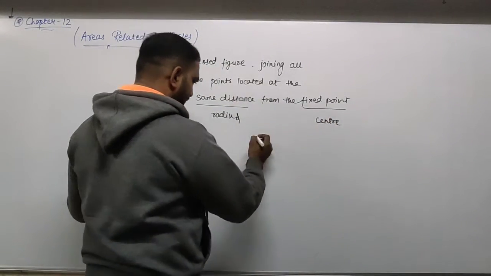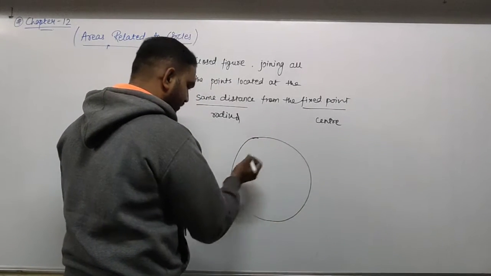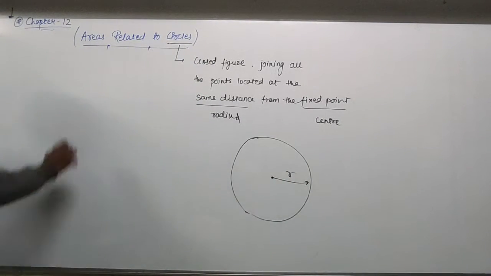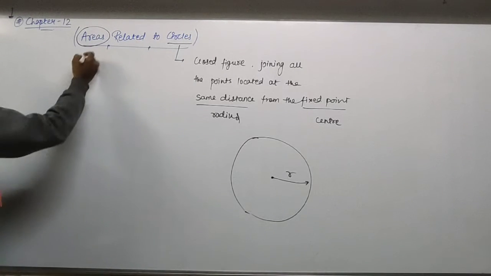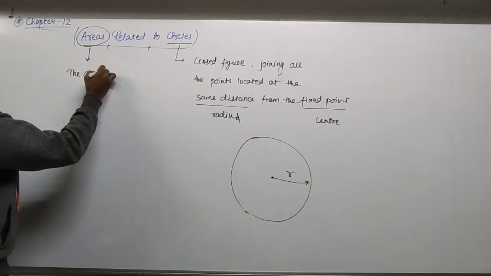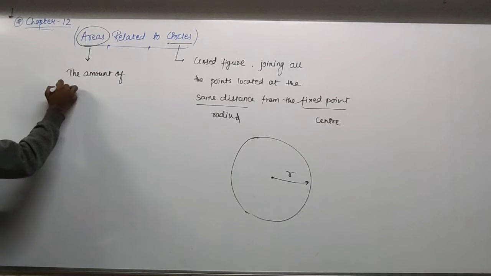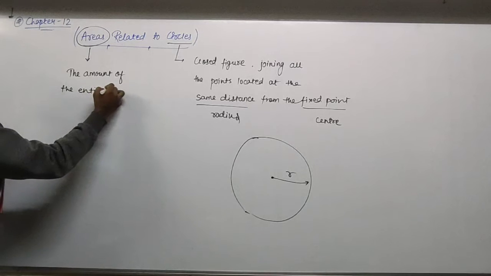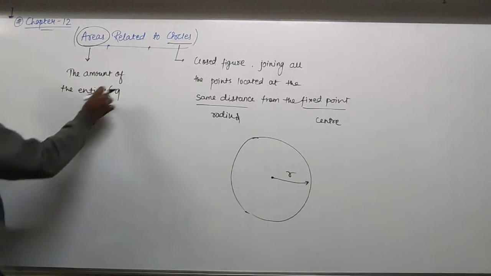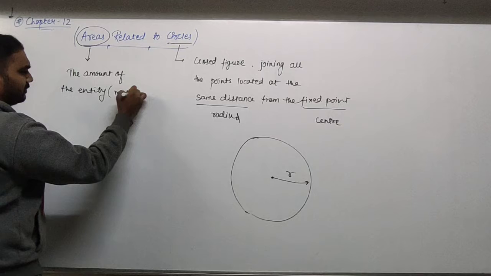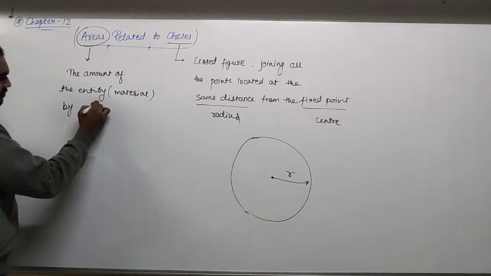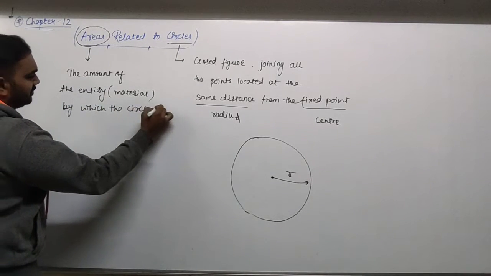When you talk about a circle, in your mind comes a closed figure of this type, which is having some center and which is having some radius r, right? Like that. And areas, or area, basically means the amount of the entity or quality, or you can also call it any of the material, amount of entity or material for which or by which the circle is formed.